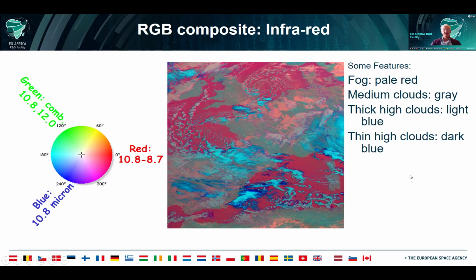Overnight, the visible part of the electromagnetic spectrum can't be used, so we can make a utilization of the thermal domain only. And also over here, using band differences, we are able to get an idea about features within the clouds, like medium thick clouds, or thin clouds.